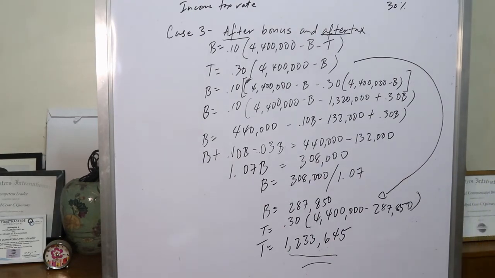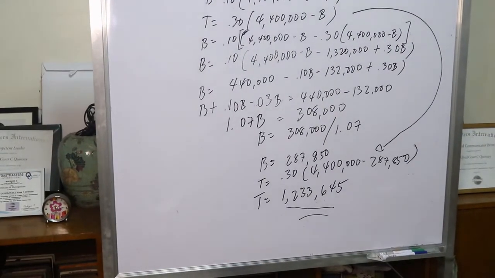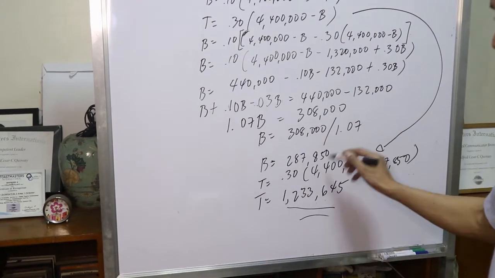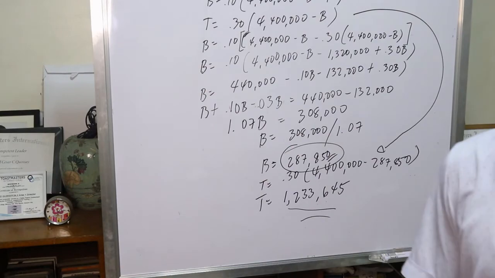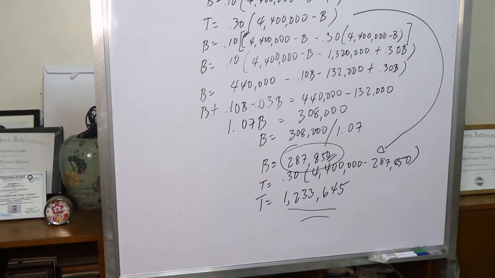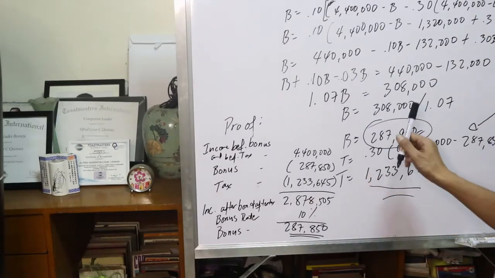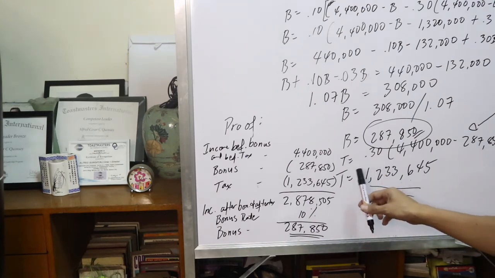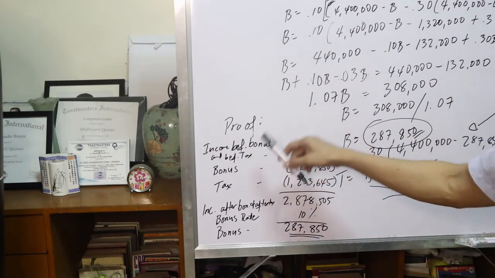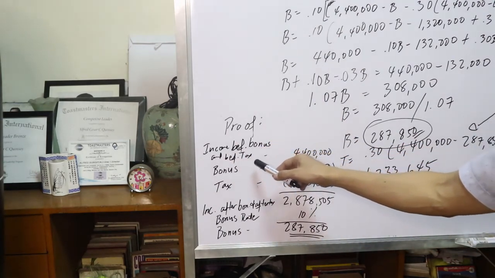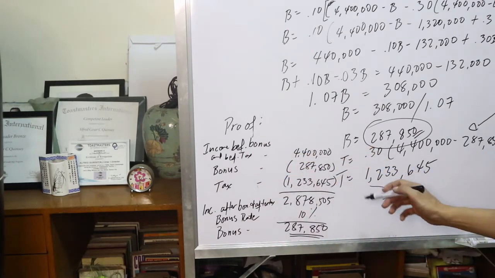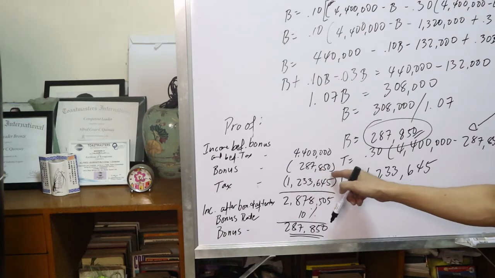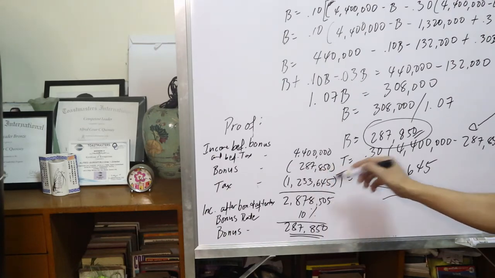Now, to check this, if you can see this, this is the tax, and this is the bonus. Ito yung hinahanap natin. And so, in order to check yung work natin kung tama, no? So, income, here's the proof. Income before bonus and before tax is 4,400,000. This is given. And the bonus, so nakuha natin kanina, that's 287,000. Ito yun.